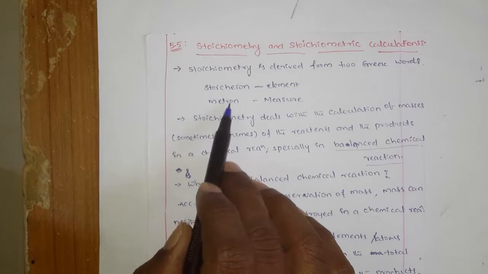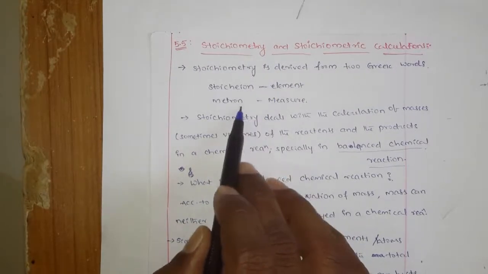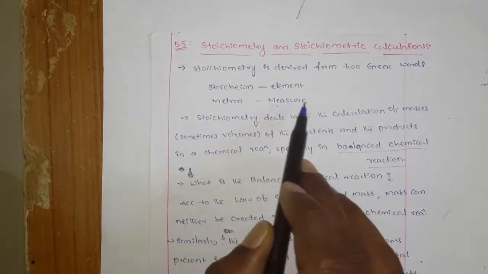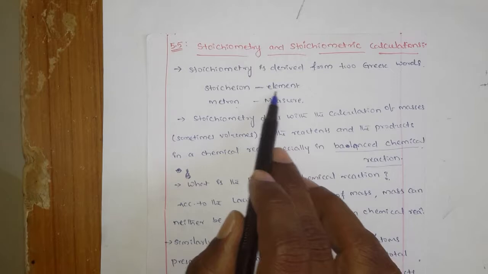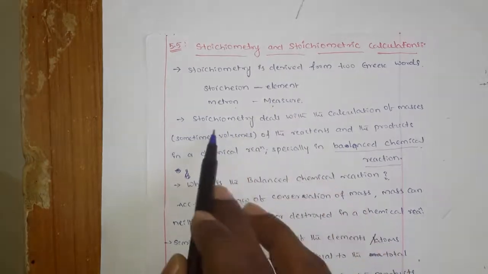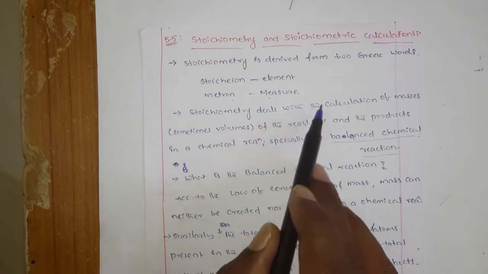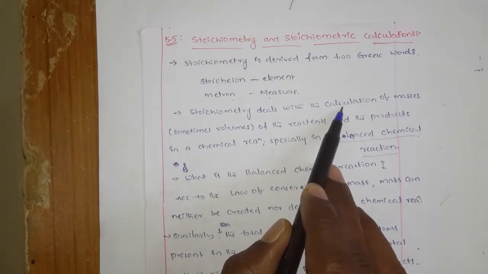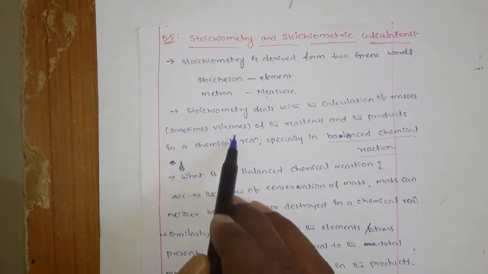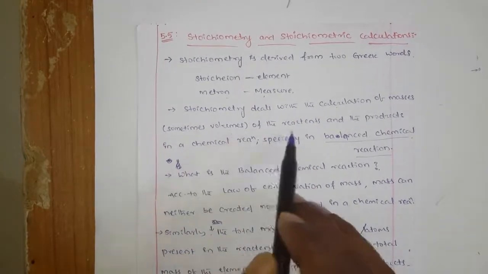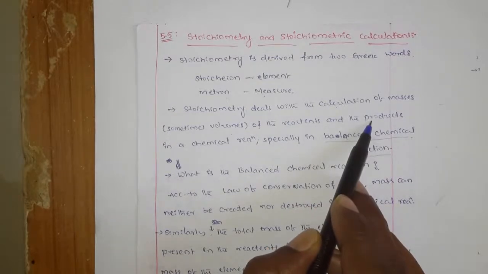Stoichiometry comes from stoichion and metron. Stoichion means an element, and metron means measure. So here we measure the masses of the elements. That means stoichiometry majorly deals with the calculation of masses, and sometimes volumes, of the reactants and the products.